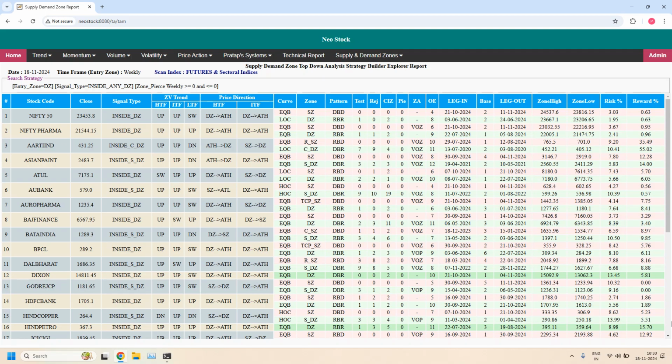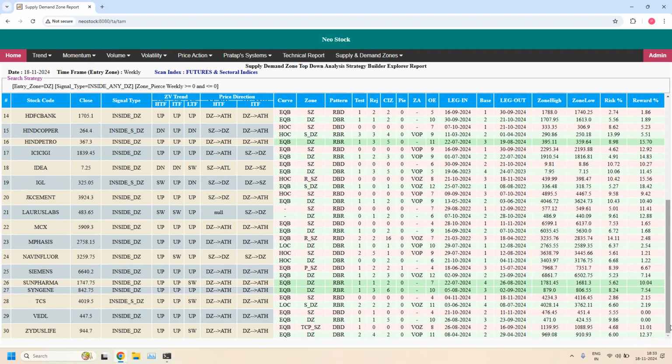So these are the first 16 stocks closed inside the weekly demand zone. Scrolling the list down. So total 30 stocks are filtered where price closed inside the weekly demand zone.